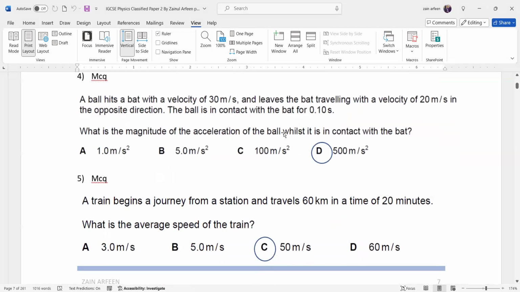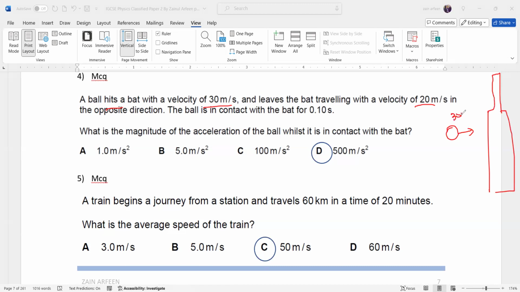The next is question 4. A ball hits a bat with a velocity of 30 and leaves the bat at a velocity of 20 in the opposite direction. Remember, velocity is a vector quantity. So if the direction changes, we have to take a different sign. That's how we represent it. So the ball hits the bat, this is representing a bat, with a velocity of 30. But when it leaves the bat, it leaves with a velocity of 20.